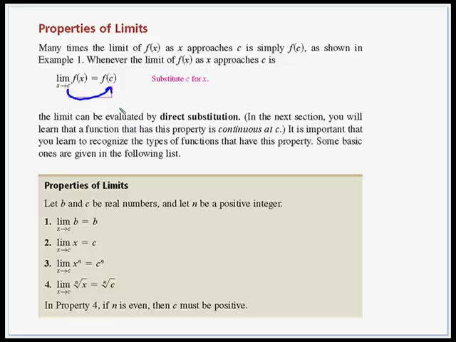Sometimes it will. In the next section, you'll learn that a function that has this property is continuous at the point c. It's important that you learn to recognize the types of functions that have this property. Some basic ones are given in the following list. So here are some properties of limits. Let b and c be some real numbers, and let n be a positive integer. So the limit as x approaches c of just some number b is equal to b.